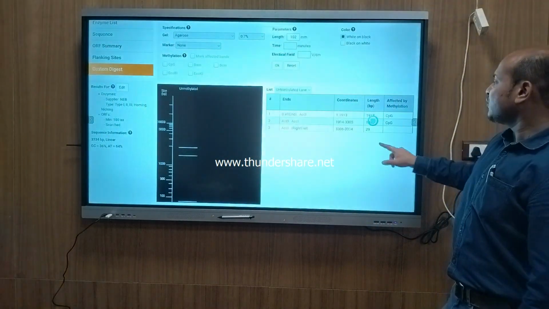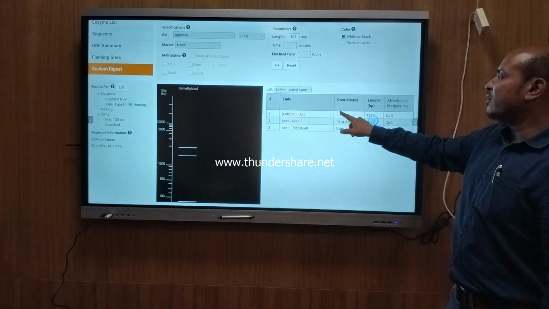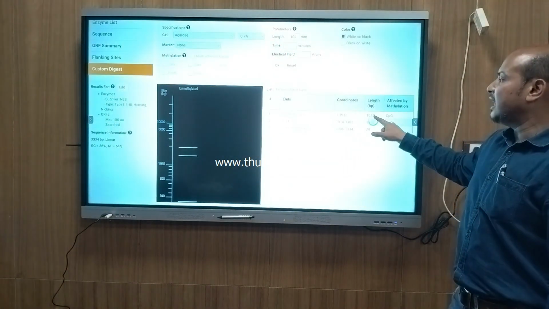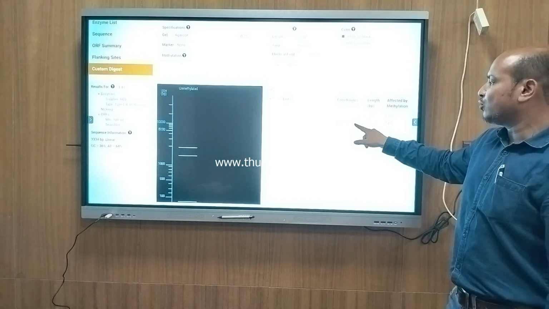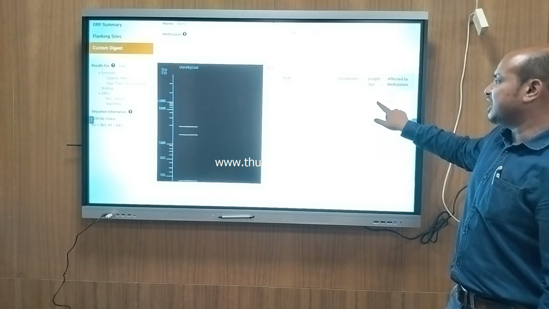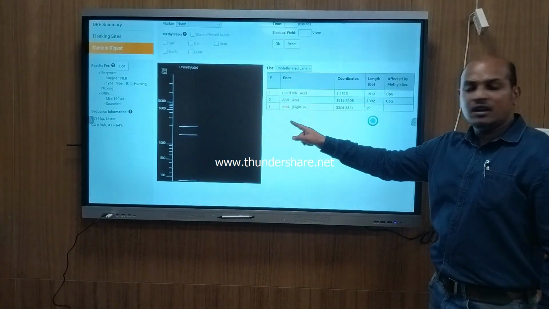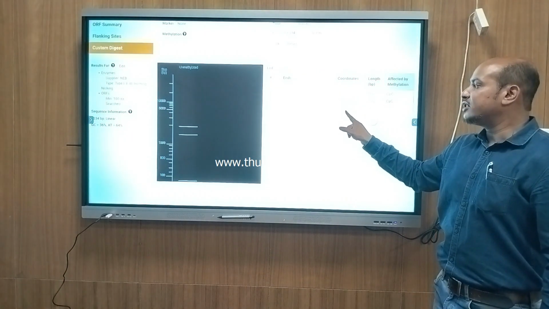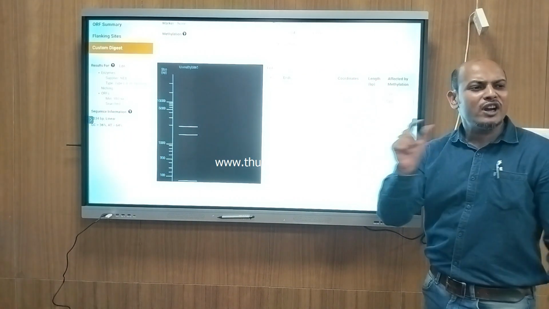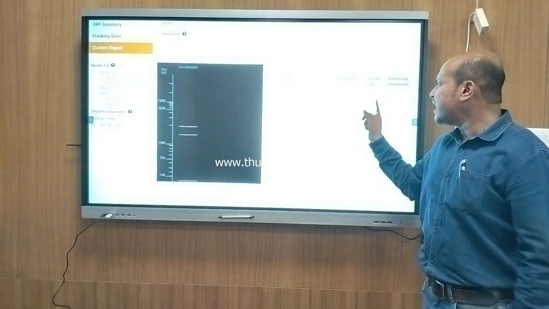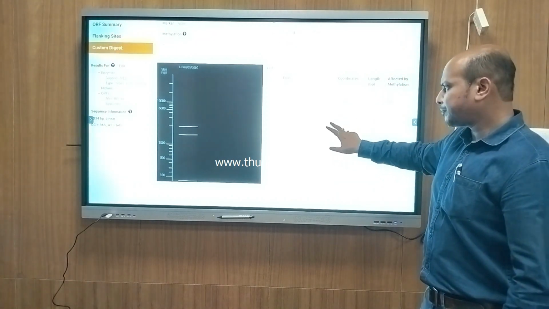And the fragment sizes would be, the first one would be from 1 to 1913, that is the length would be 1913 BP. The second one would be from 1914 to 3305, that is the length would be 1392 BP. And the final one would be from 3306 to 3334, that is the end of the DNA molecule. That is the very short fragment, just 29 base pair length.